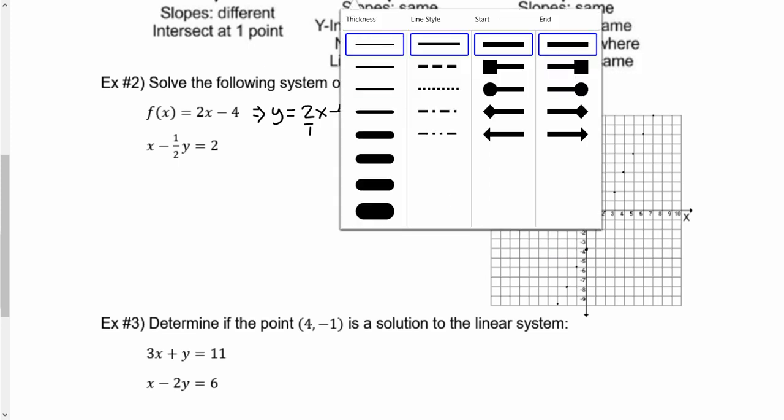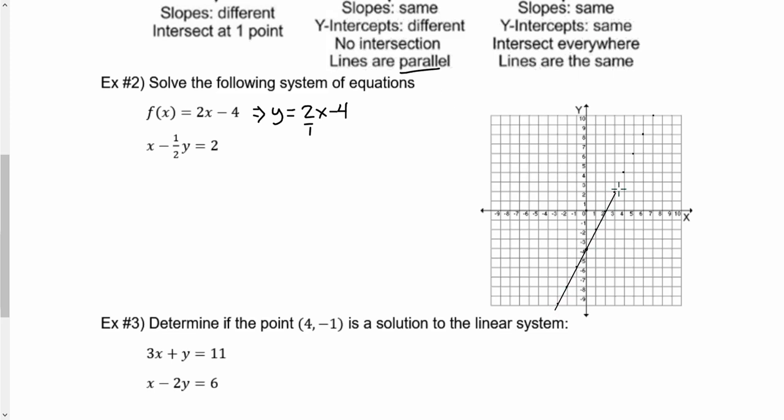I'm just going to change my thickness right away. Connect these wonderful dots. Draw my arrows. There's our first line. Now our second line, well, this one's not really nice to work with. We're going to have to do something with it.